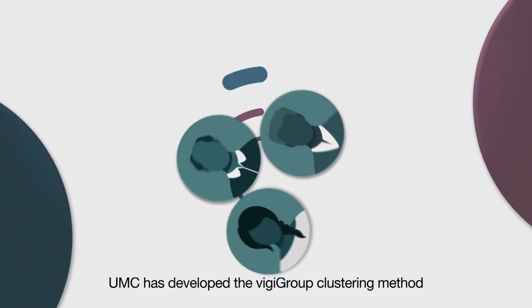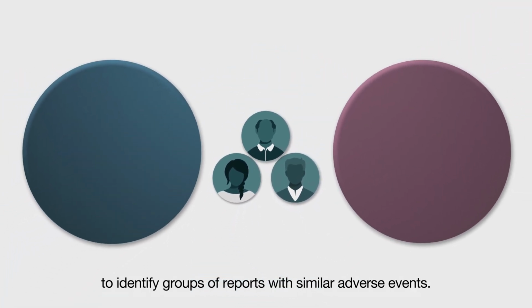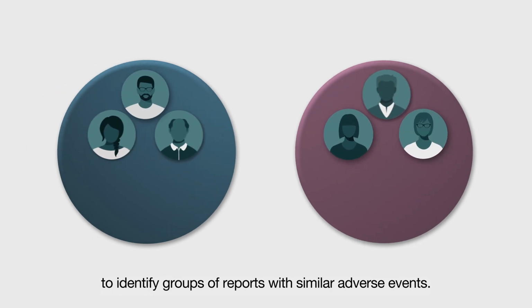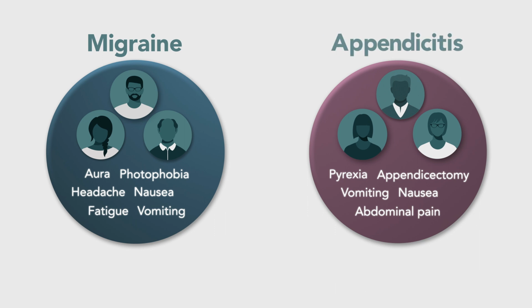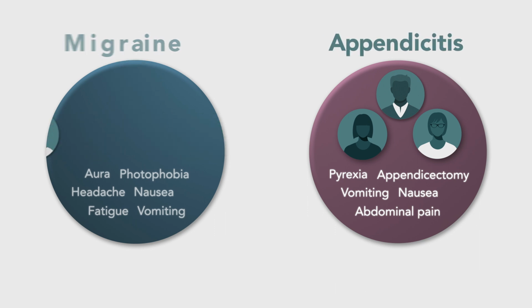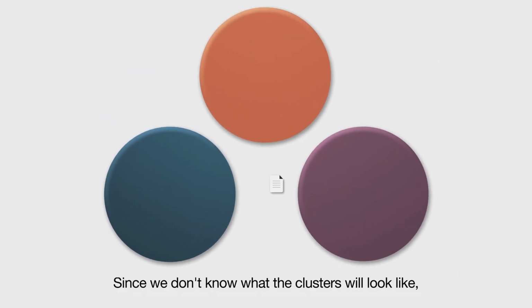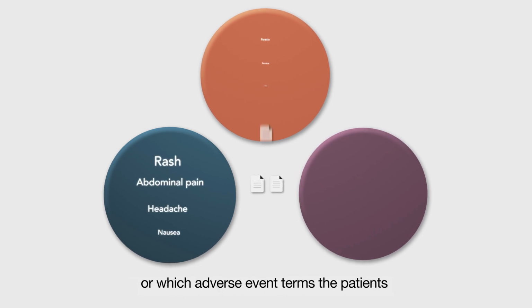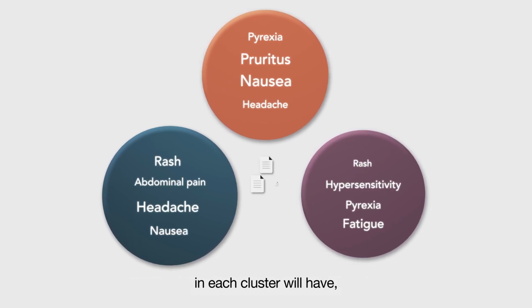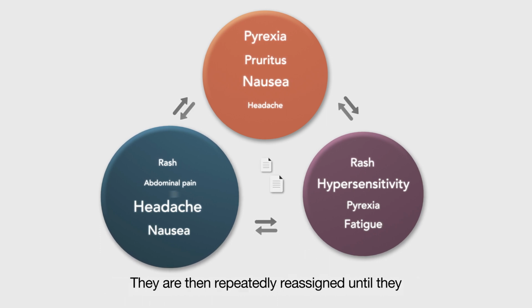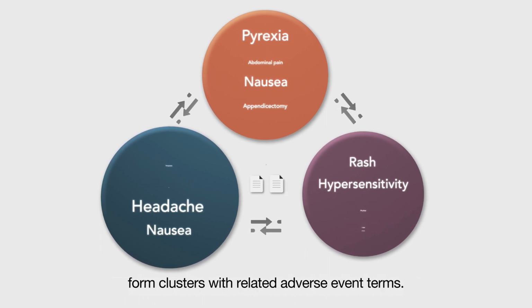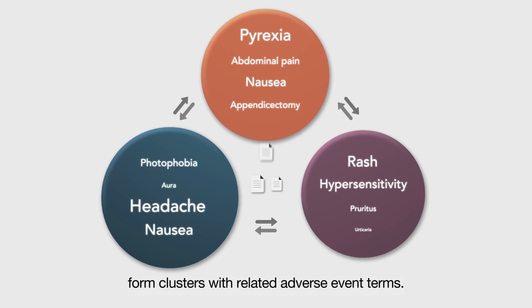UMC has developed the vigiGroup clustering method to identify groups of reports with similar adverse events. Since we don't know what the clusters will look like or which adverse event terms the patients in each cluster will have, reports are randomly grouped together to start with. They are then repeatedly reassigned until they form clusters with related adverse event terms.